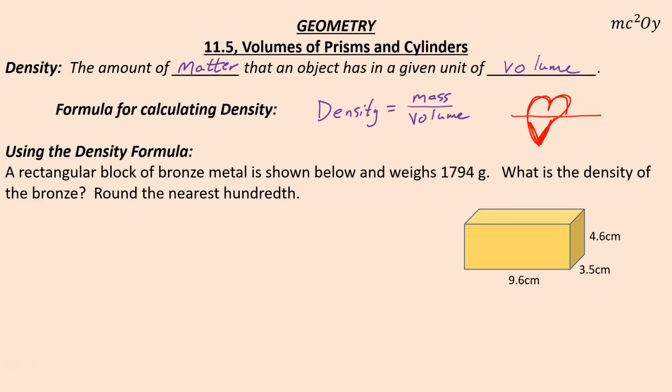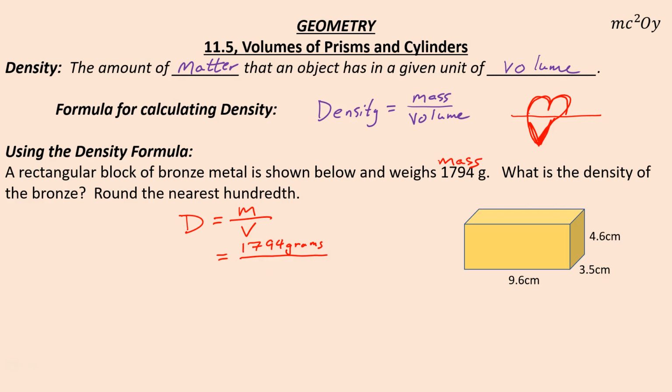If we're dealing with density here, a rectangular block of bronze metal, I know that it's not the color bronze, is shown below and weighs 1,794 grams. What is the density of the bronze? Density, again, is mass divided by volume. In this case, our mass is our weight. So it's 1794, and I'm going to write the word grams here, and I'll explain why in a minute, over the volume.